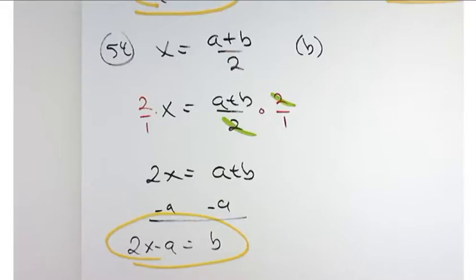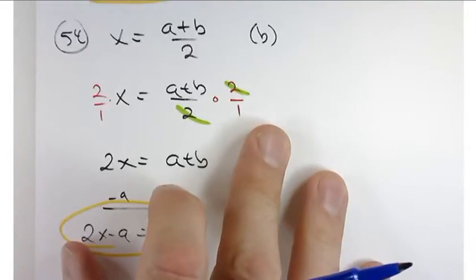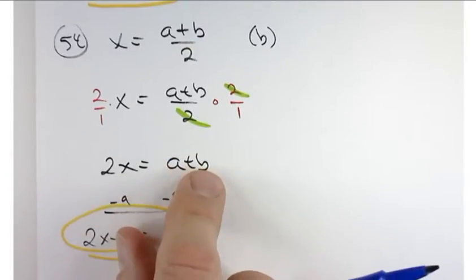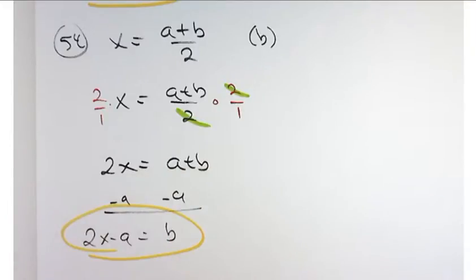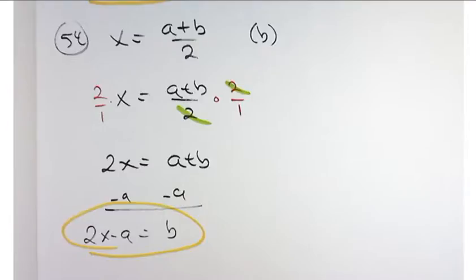Writing it as 2x over a equals b, that's wrong. Correct. Because in this last step, you're adding a to b, so to get rid of an addition, you're going to use subtraction. If you wrote it over a, then you've divided.